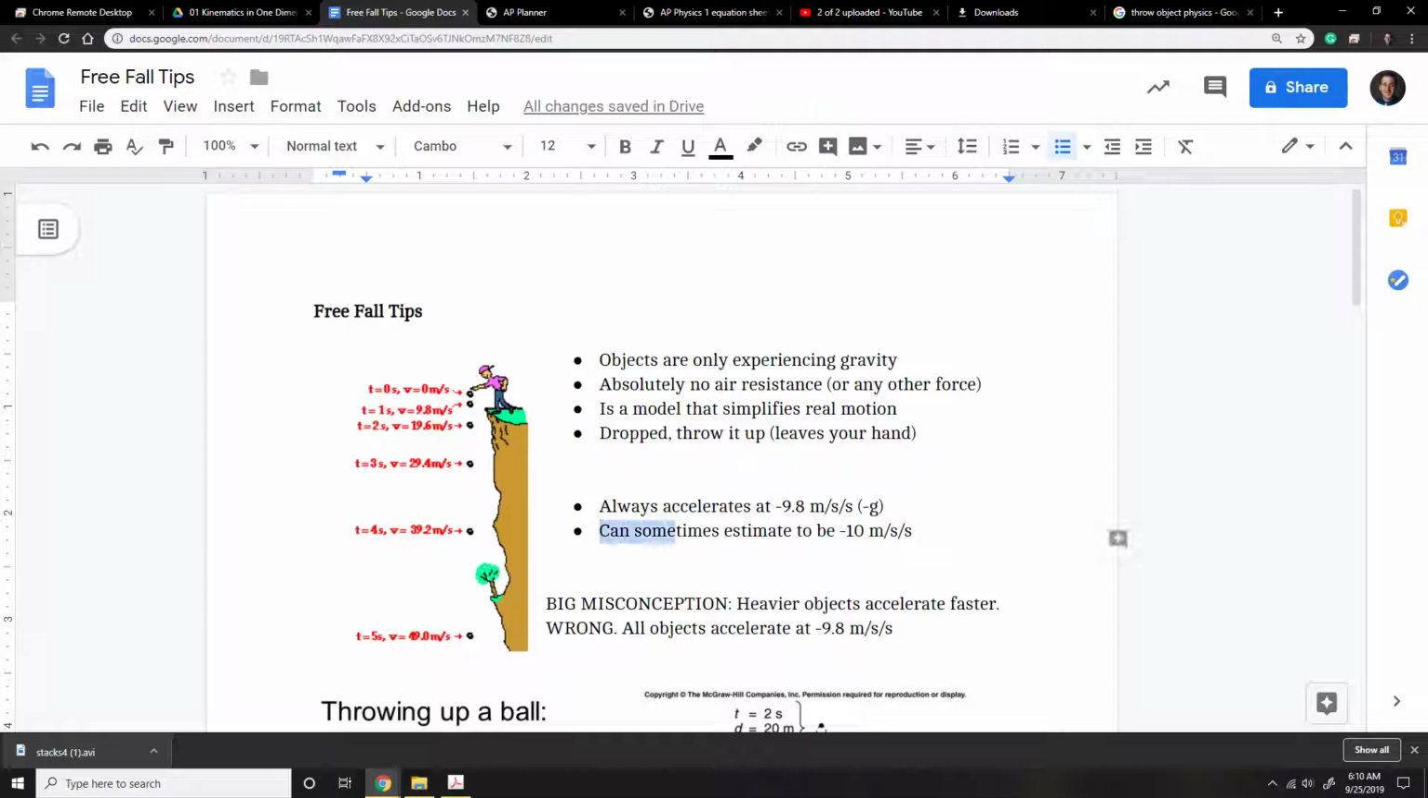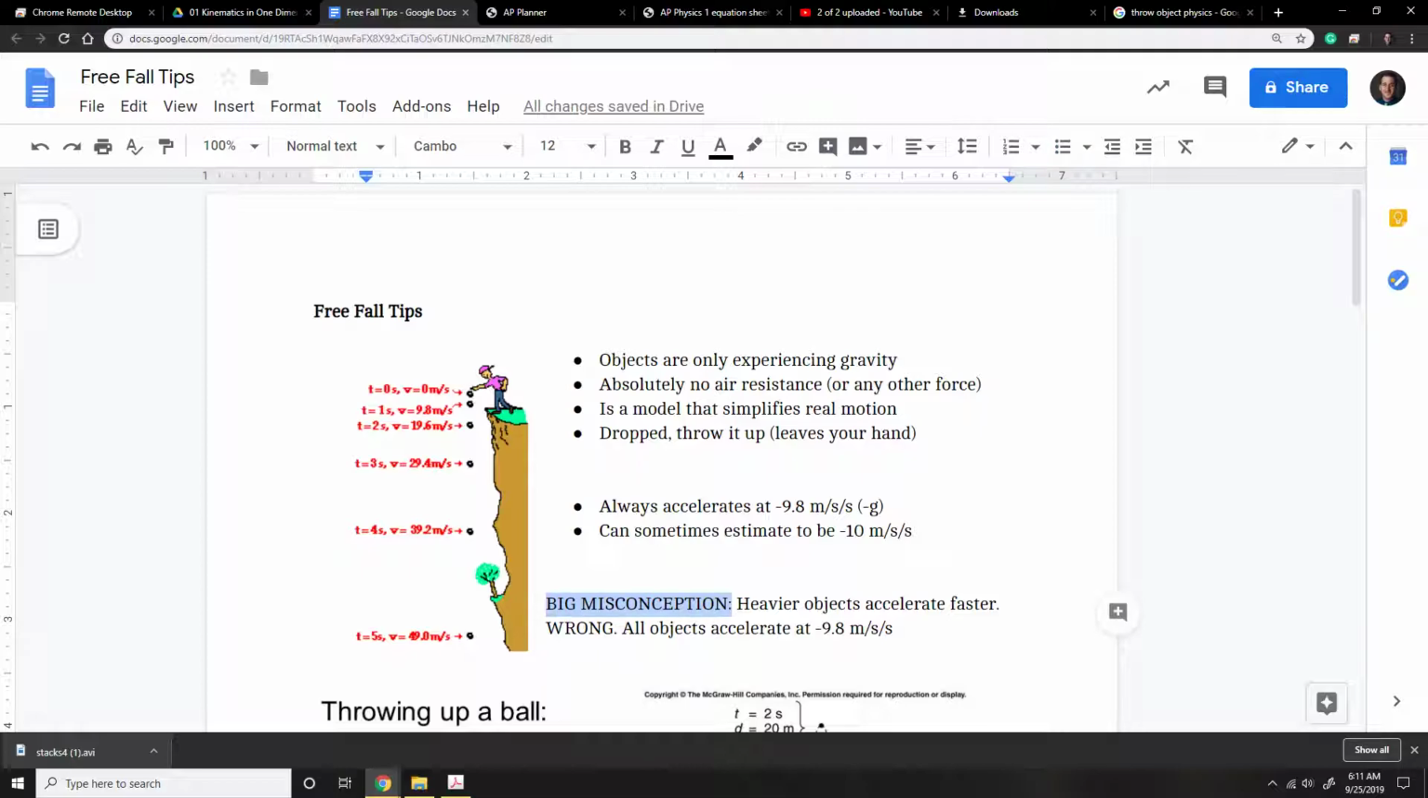Now, when you're doing multiple choice problems and you just need to estimate in order to get a quick answer, you can usually estimate to negative 10. 9.8 is close to 10. So if they have other easy numbers and you can just do the math in your head with 10, sometimes it's just nicer to do that. Obviously, this is only one sig fig and this is two sig figs, so you lose some accuracy, but if it doesn't matter, then you can just estimate with 10.